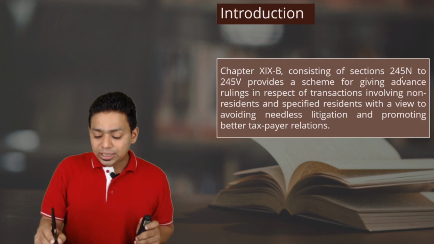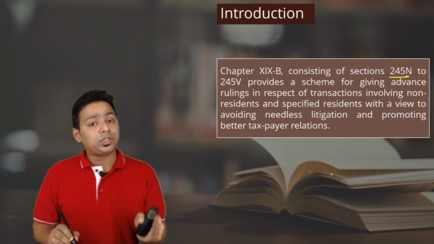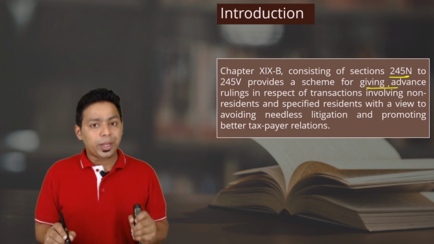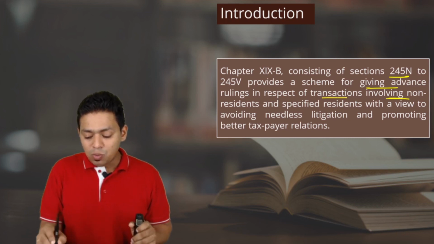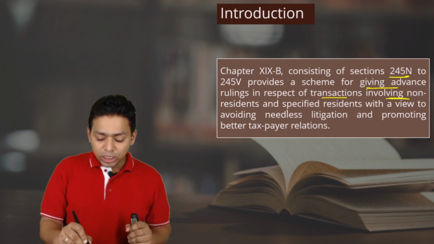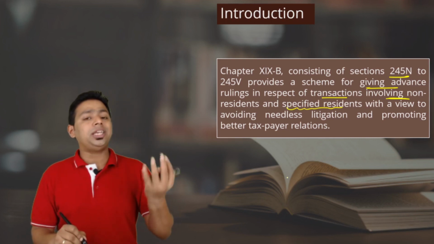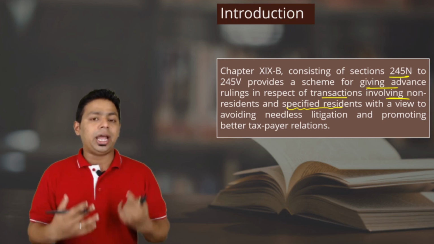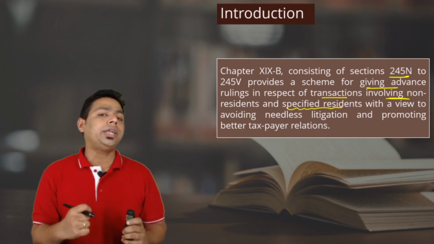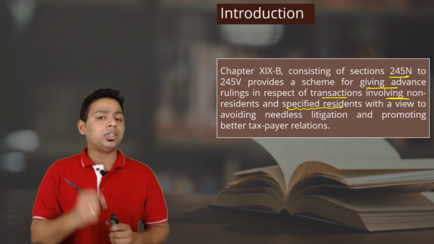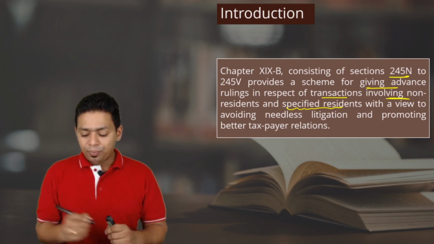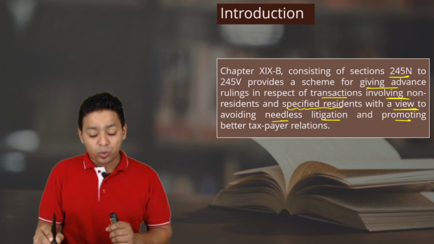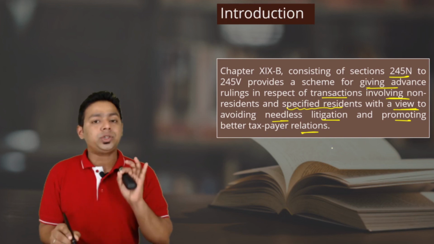Chapter 29B, consisting of sections 245N to 245V, provides the scheme for giving advance ruling in respect of transactions involving a non-resident or specified resident. Originally, this chapter was created only for non-residents. Later on, the government felt that even some specified residents should also avail the benefit of advance ruling. Therefore, they amended the law with a view to avoiding needless litigation and promoting better taxpayer relations.